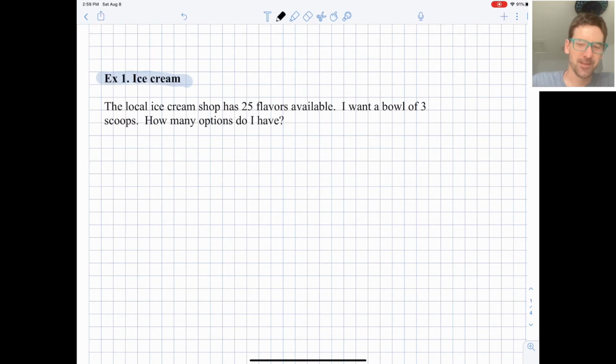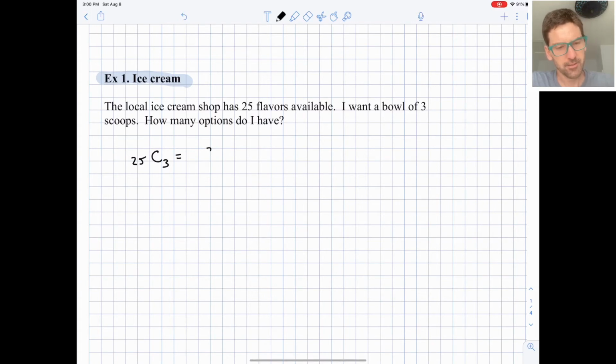But for all the rest of them, we'll just be a little more efficient and use the calculator. So we want to do 25 choose 3. We're looking for groups of 3. The order doesn't matter. When you're getting a bowl of ice cream, does it matter if the vanilla's on the left, the chocolate's on the right, and the mint chocolate chip is in the front? It doesn't matter. So we're looking at groups.